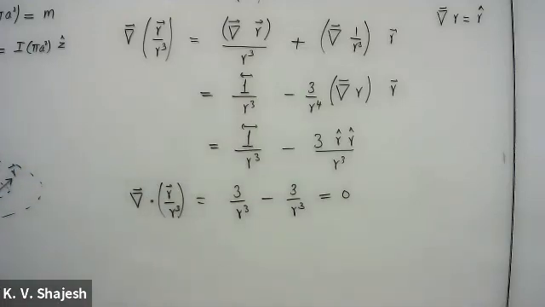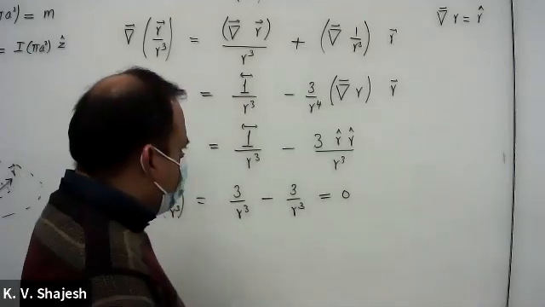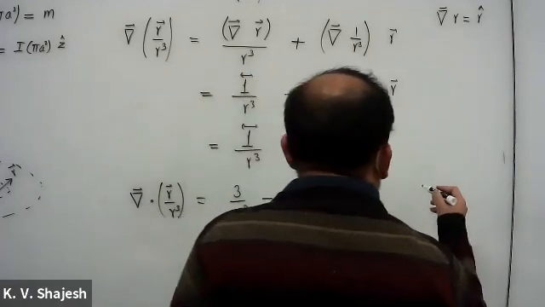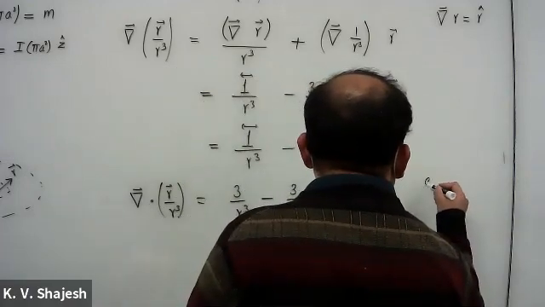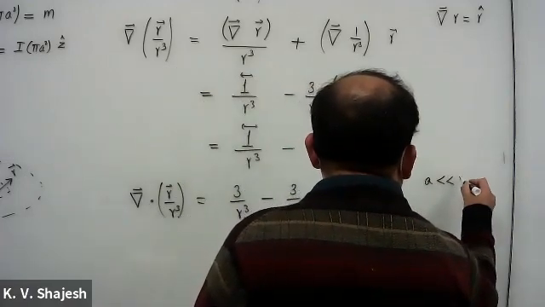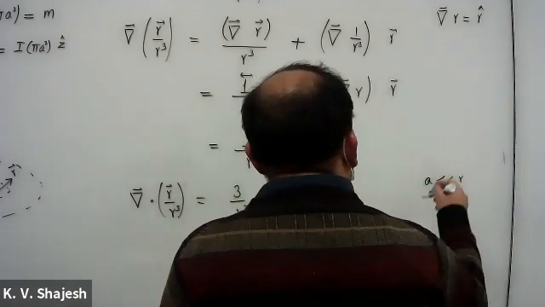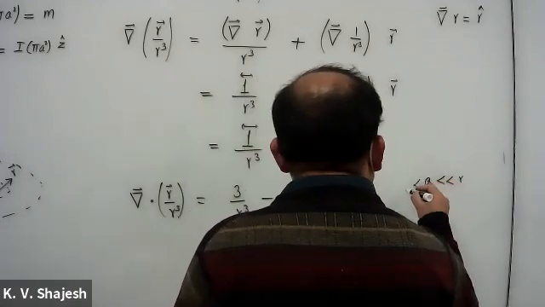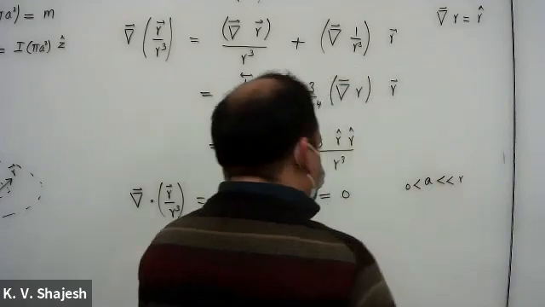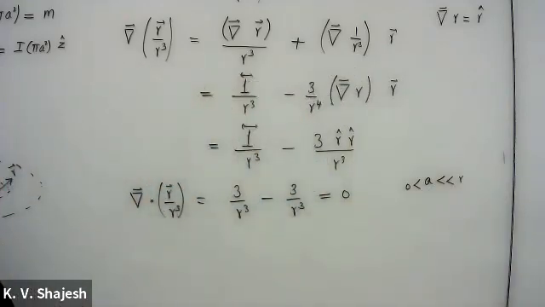But one might worry that, oh, what happens when r equal to 0? But remember, r is very much greater than a, right? Which is greater than 0. So r is never 0. In the far field approximation, we never come close by. So we are reasonably safe there.